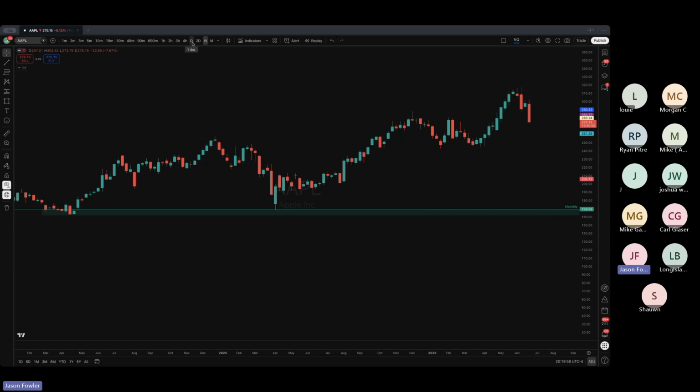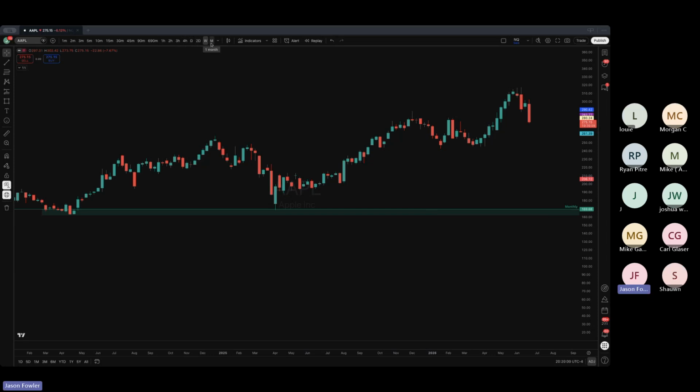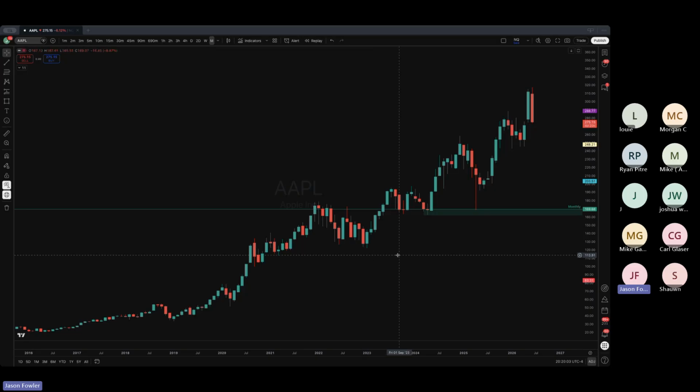Dailies will be easier. Also, when I'm going to find zones, I'm looking for proximity to where I'm trading. I'm not going to just start drawing random zones, like drawing Apple here at 170. I know there's a monthly demand zone here. What are the chances we're hitting 170 anytime soon? Not very likely. So you want to draw zones that are more in proximity.